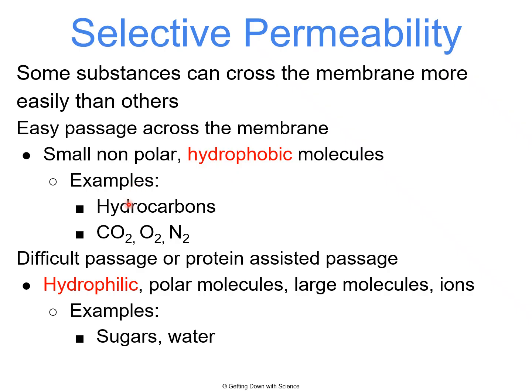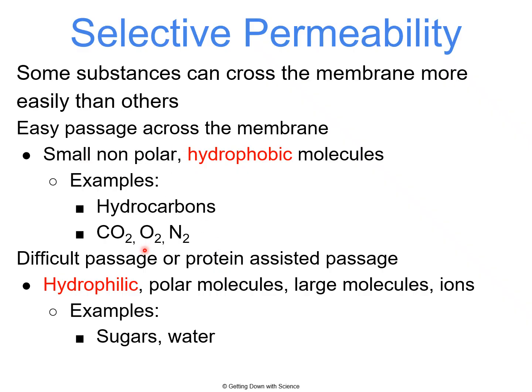And here are some examples of those types of molecules that you need to know. This is not an exclusive list. However, these are just a few things that you might see mentioned in questions. So hydrocarbons can easily cross. Also, carbon dioxide, oxygen and nitrogen gas can easily cross the cell membrane because they're small enough and they're nonpolar.